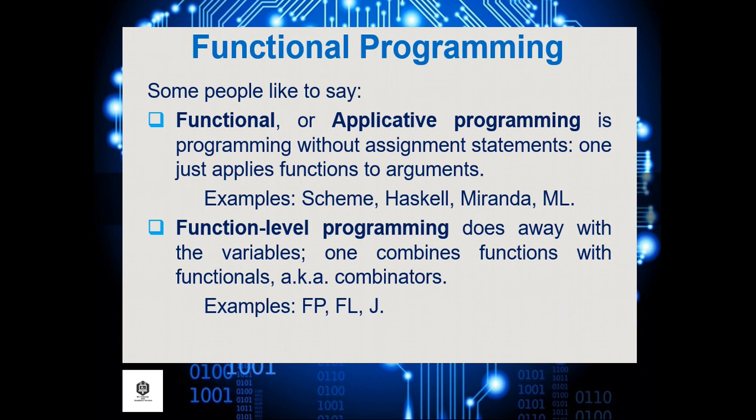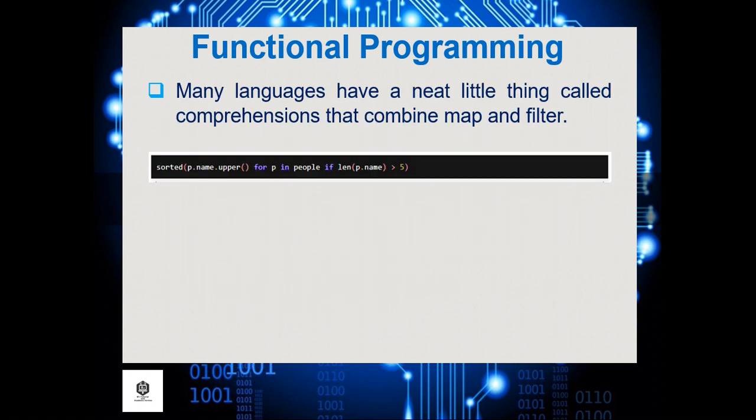Function-level programming does away with the variables. One combines functions with functions as combinators, such as FP, FL, and J. Many languages have a neat little thing called comprehension that combines map and filter, just like in the example.